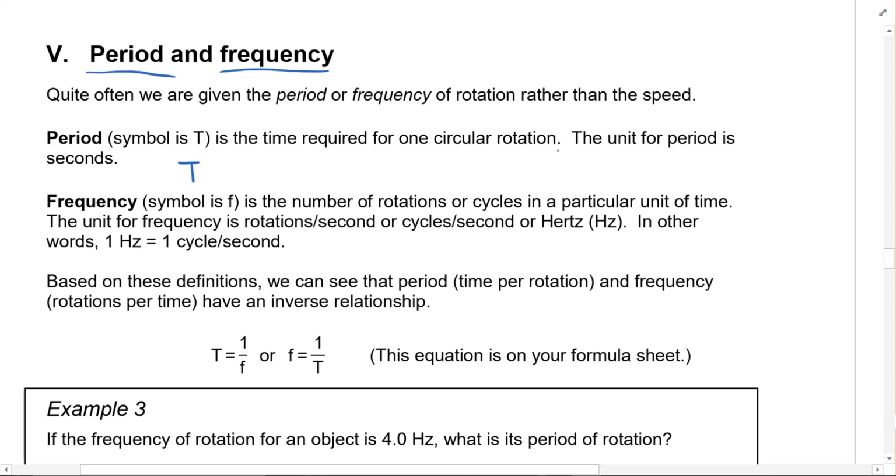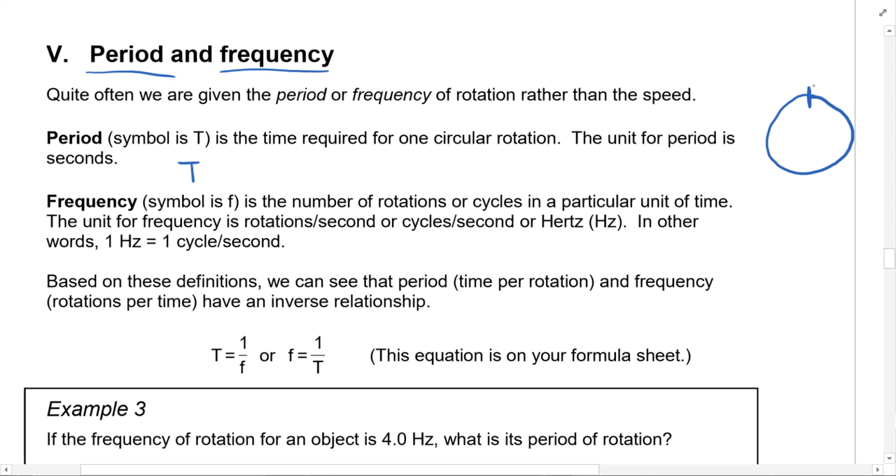The unit for period is seconds, because period is saying how long does this thing take to go around a circle. So how long did it take for this thing to go from there and then back to there again? That's it. That's all period is. Nothing too crazy.